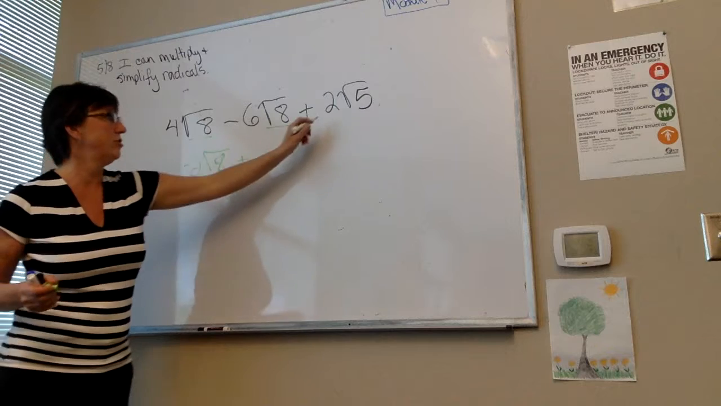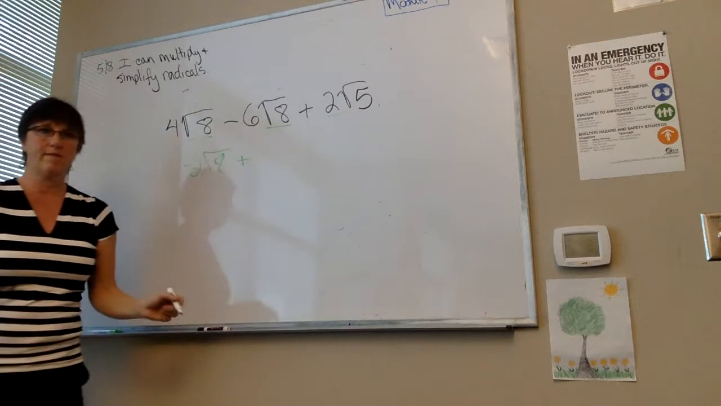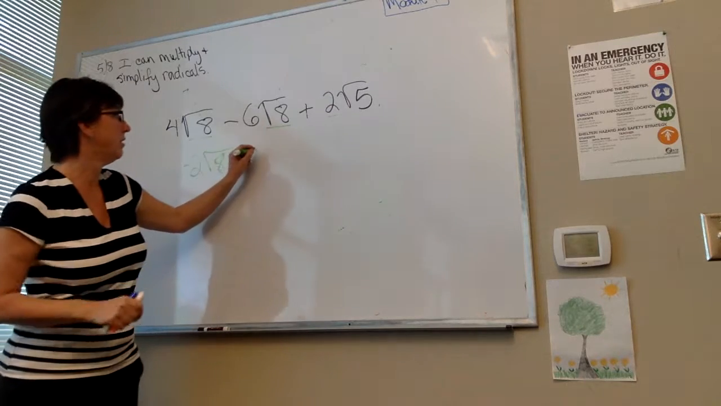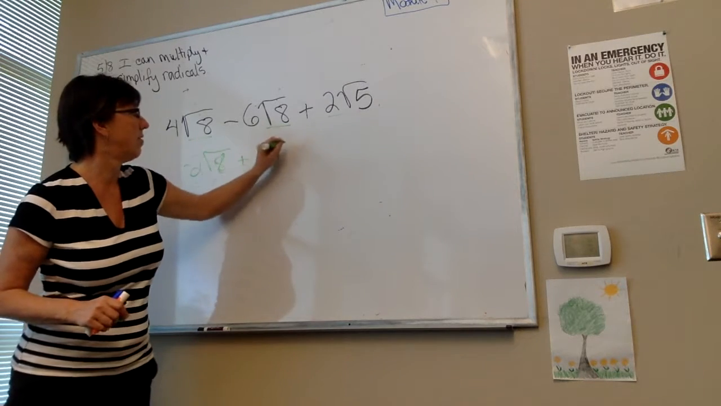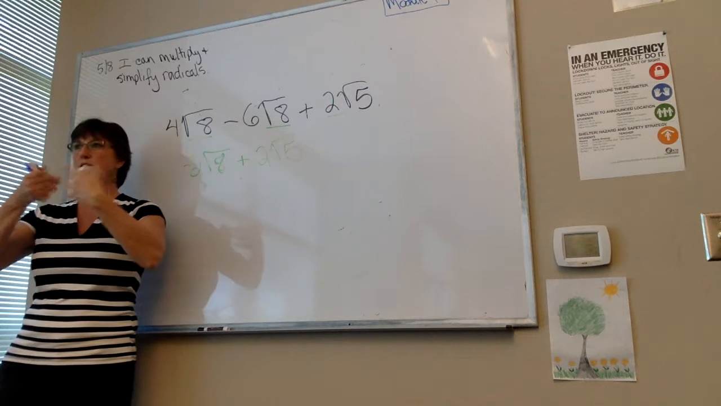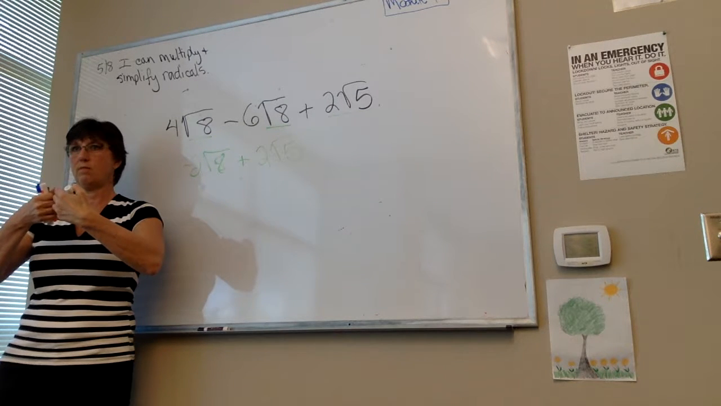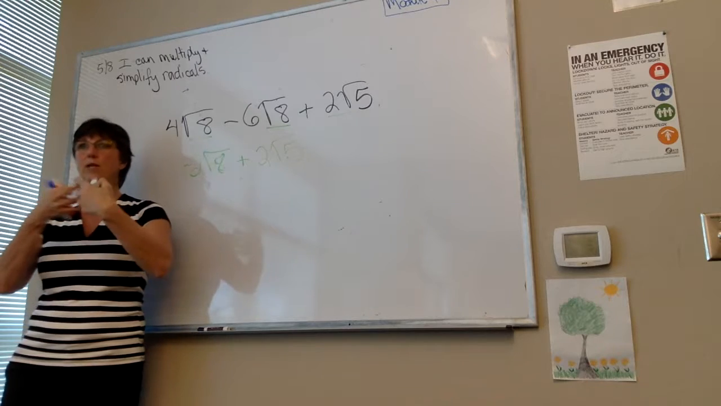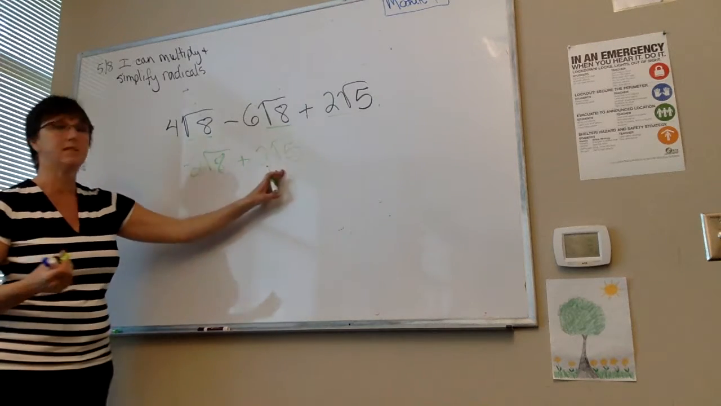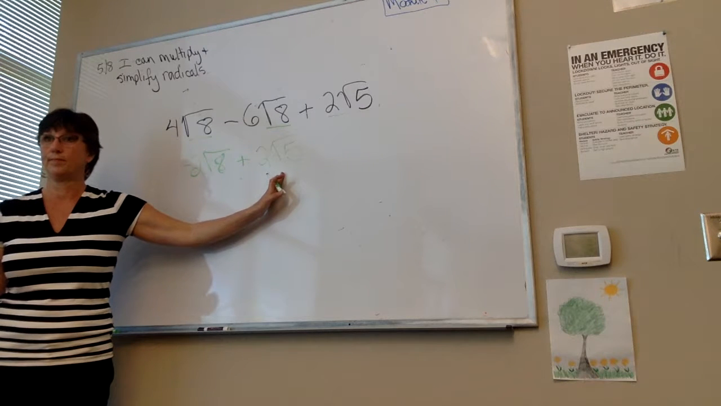And Colton, what would you do with this? 2 radical 5. You just keep it the same. Why? Because there are no other like terms. So this is as much as we can squish it together. We don't always come up with a nice, easy whole number. Sometimes this is as far as we can go.